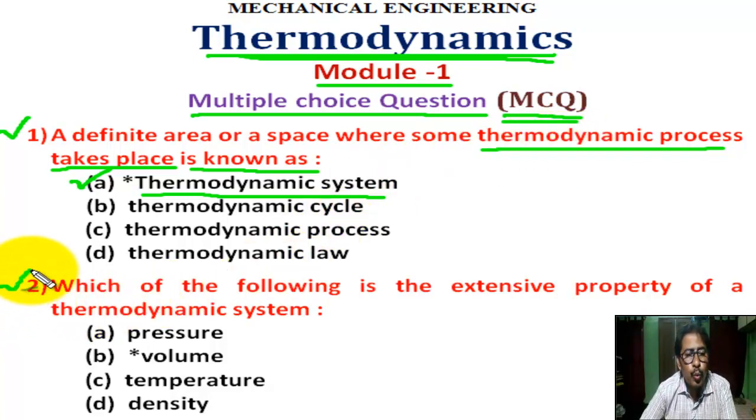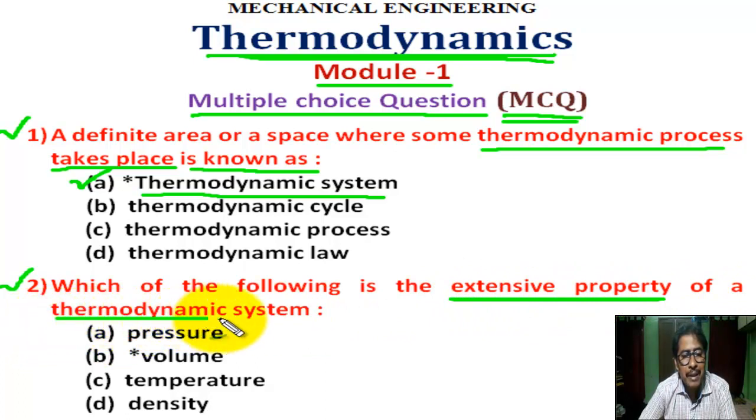Question number 2. Which of the following is the extensive property of a thermodynamic system? Extensive property depends on the system size and the amount of matter in the system. For example, volume, energy, mass. There are 4 options. Correct answer is B, volume.